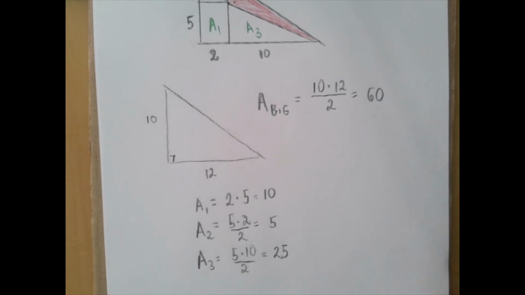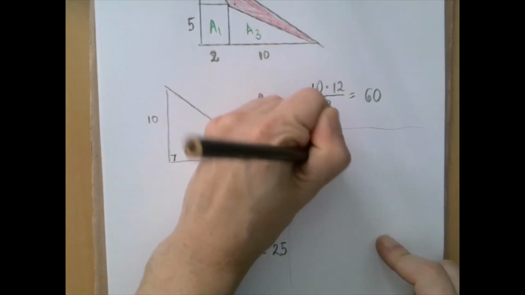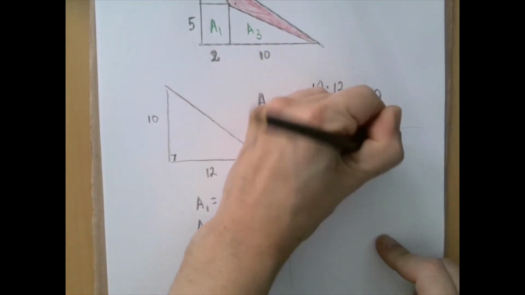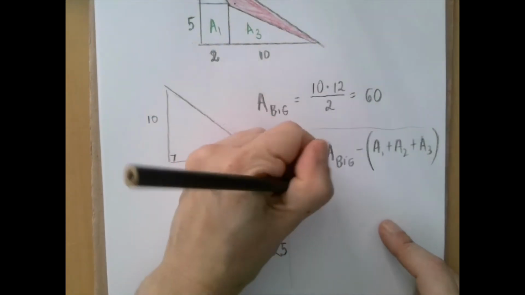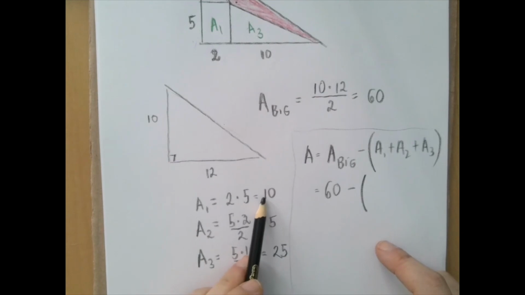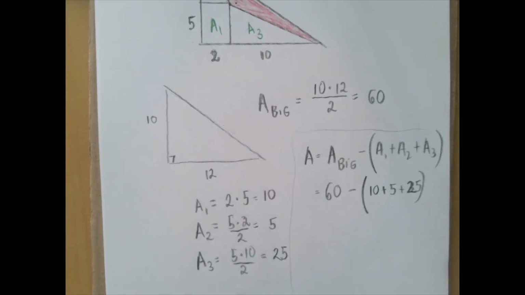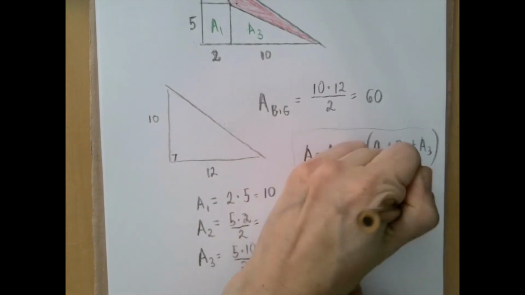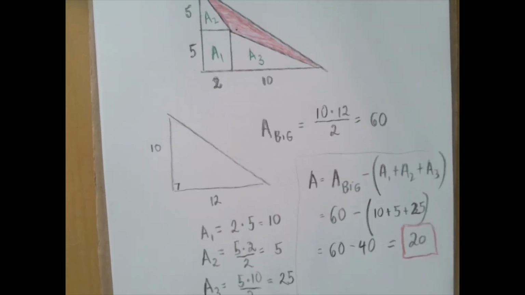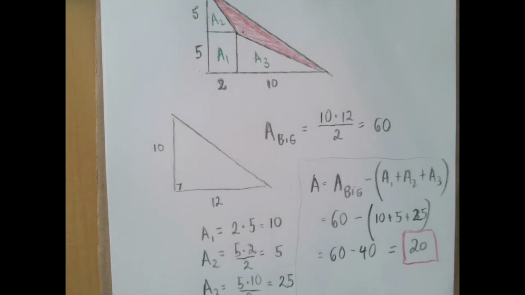We're pretty much there. The area we're looking for is the big area minus A1 plus A2 plus A3. And so the big area is 60, and the small areas are 10 plus 5 plus 25, which is 60 minus 40, which is 20. So the answer is the area of the shaded region is 20 square units.